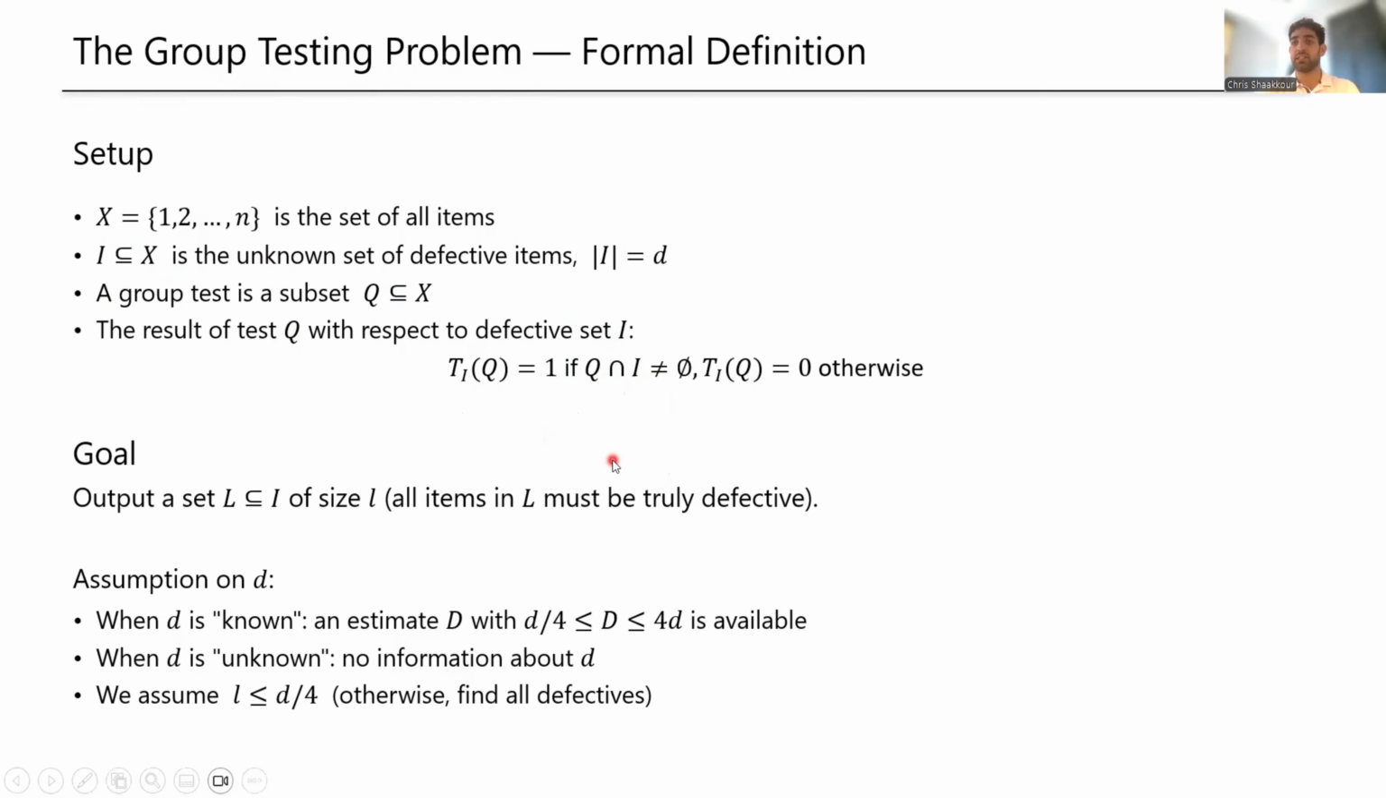Assumptions on d: sometimes d, the number of defective items, is known. When we say d is known, we have an estimate of d which resides between d divided by 4 and 4d. And when d is unknown, we have no information about d. So we have a group and we have some defective items, but we don't know exactly how many. That's the formal definition of the problem. Let's move forward.